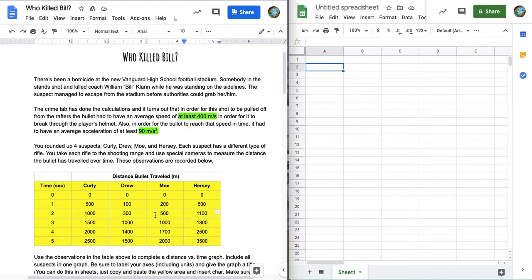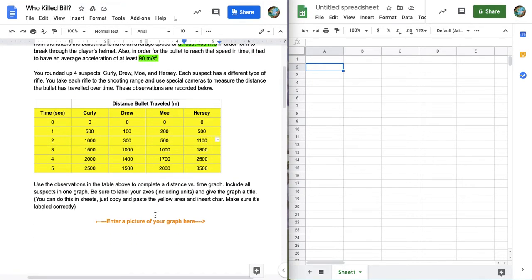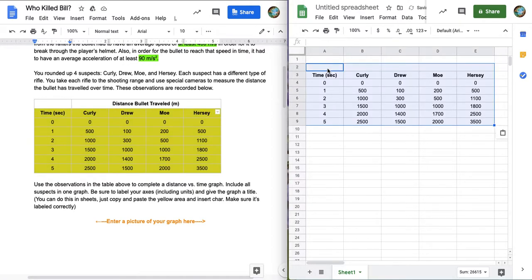Now the first thing that I asked you guys to do was to make a graph. So you're going to use a spreadsheet for that or whatever you feel more comfortable using. And what it says right here is that you can copy and paste the yellow area. So I'm going to do that with you guys here. The yellow area, I'm highlighting it. I'm going to do Control C and then go to my spreadsheet and do Control V.